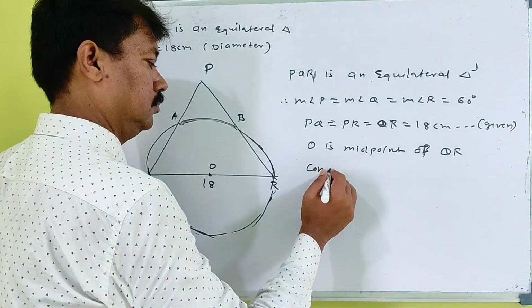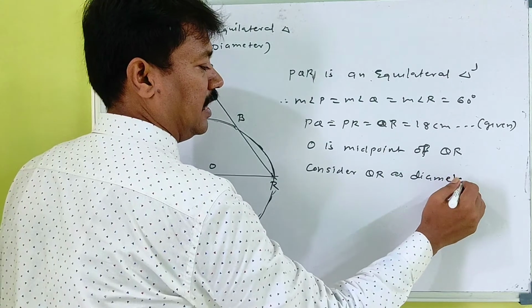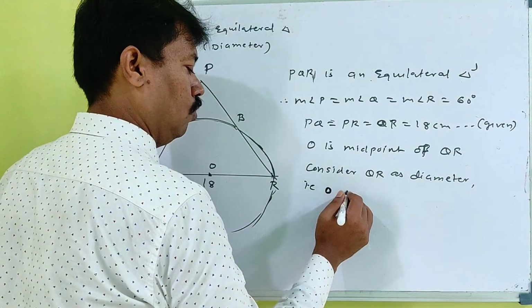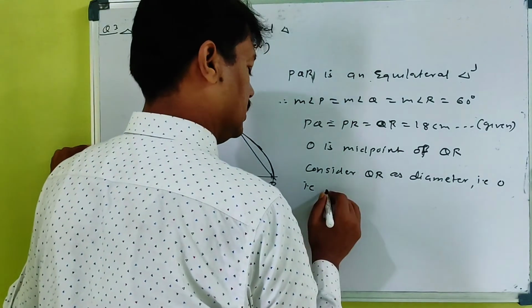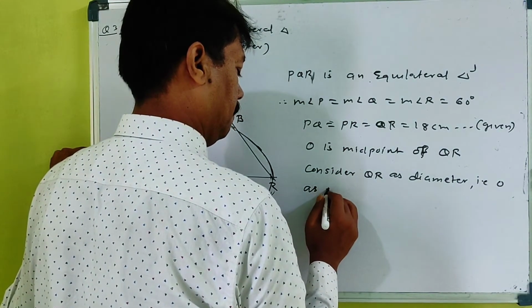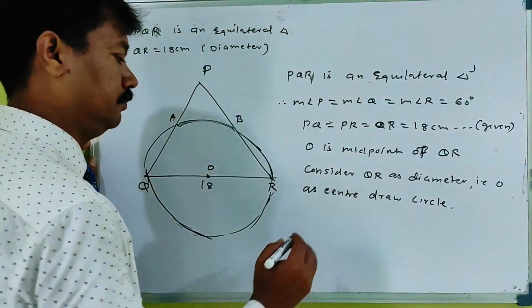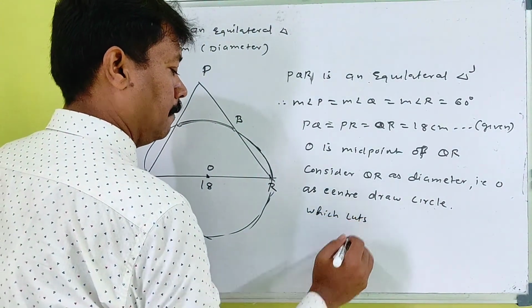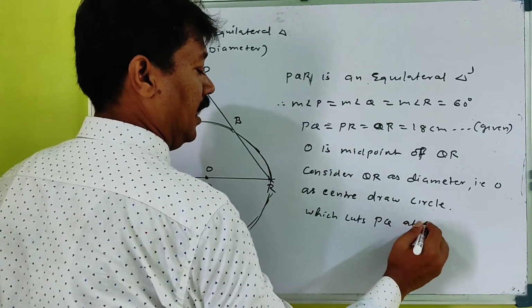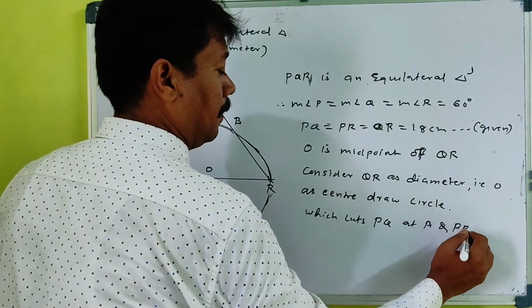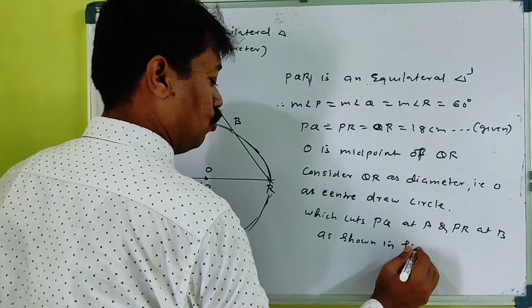Considering QR as a diameter, that is O as center, draw a circle which cuts PQ at A and PR at B, as shown in figure.